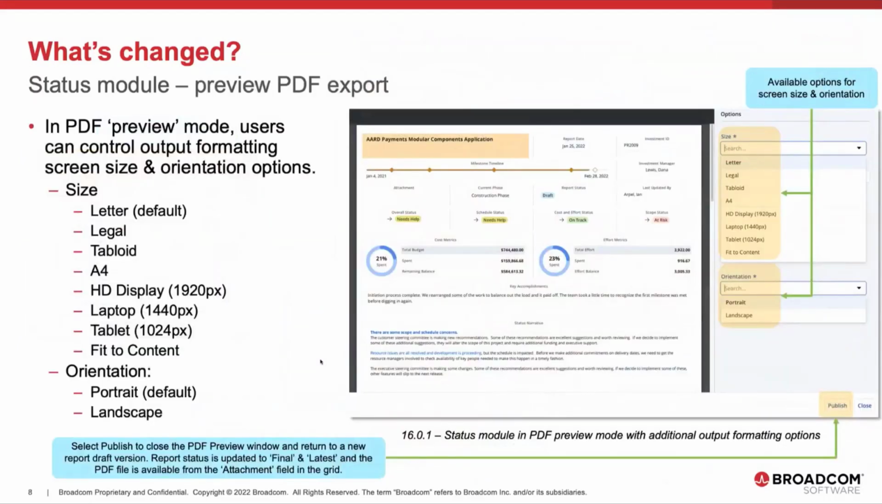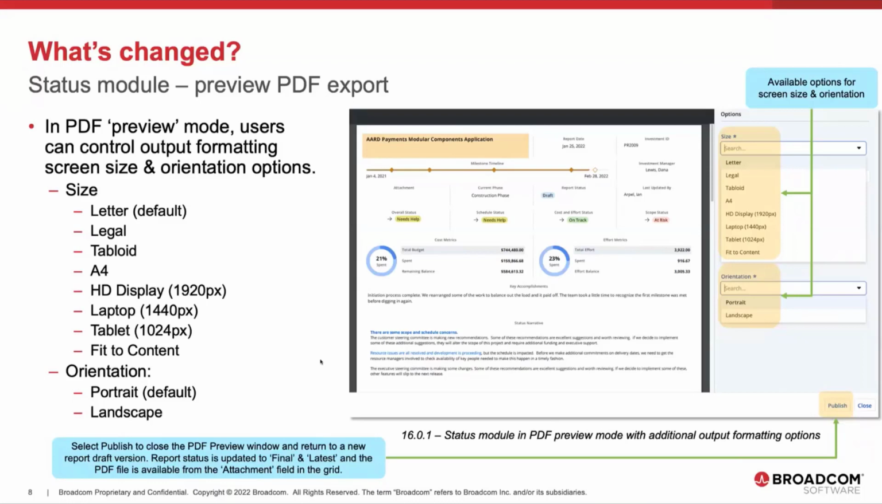When you're in PDF preview mode, the experience is pretty much the same as before. However, we've incorporated some additional controls on the right-hand side to format the output in terms of sizing and orientation. From a status report perspective, the letter size, 8.5 by 11, and orientation of portrait are the defaults. But you have multiple options here depending on what device you expect to be using the information, and also if you want to control for pagination, as an example.